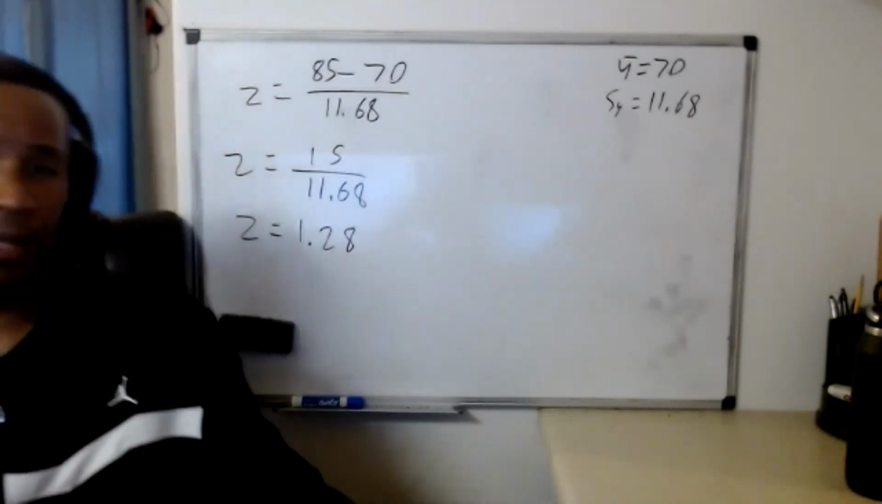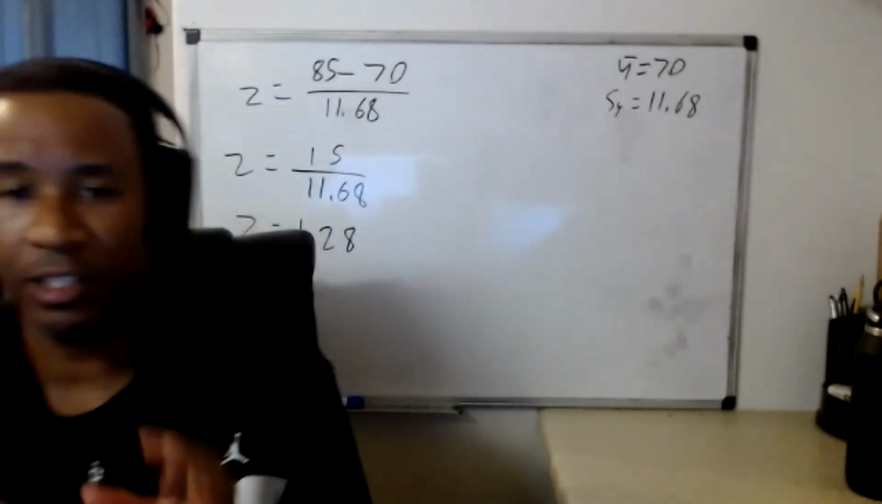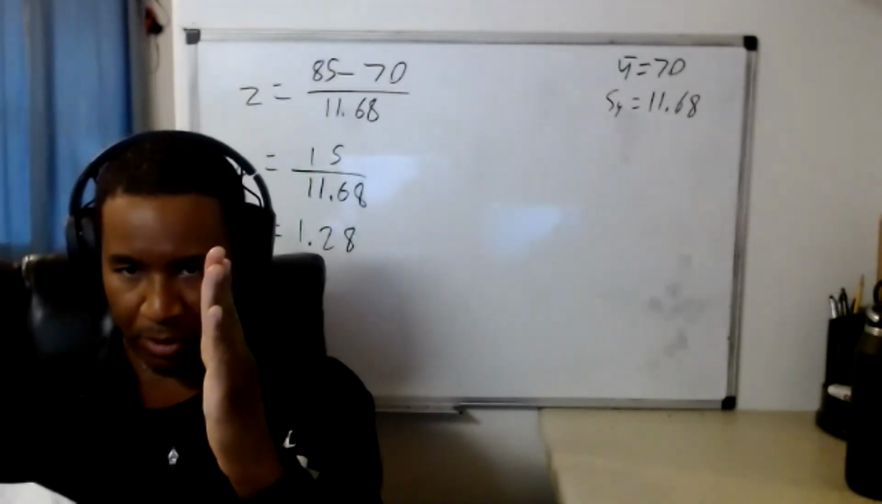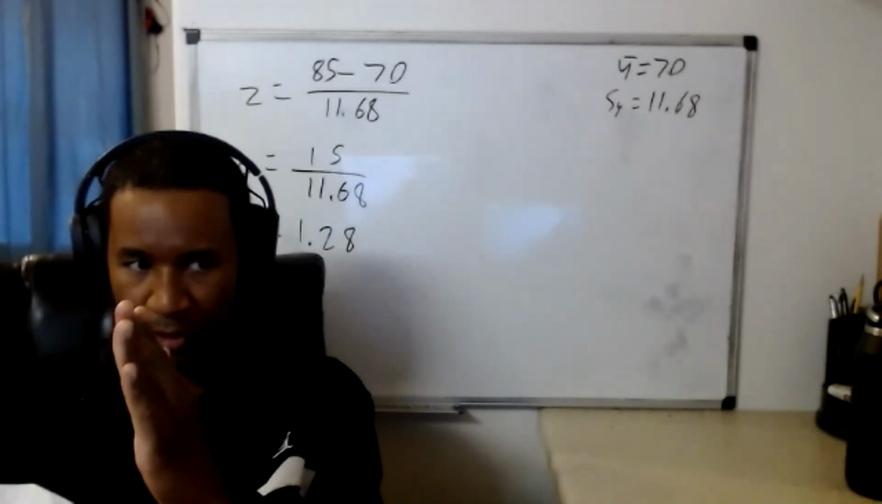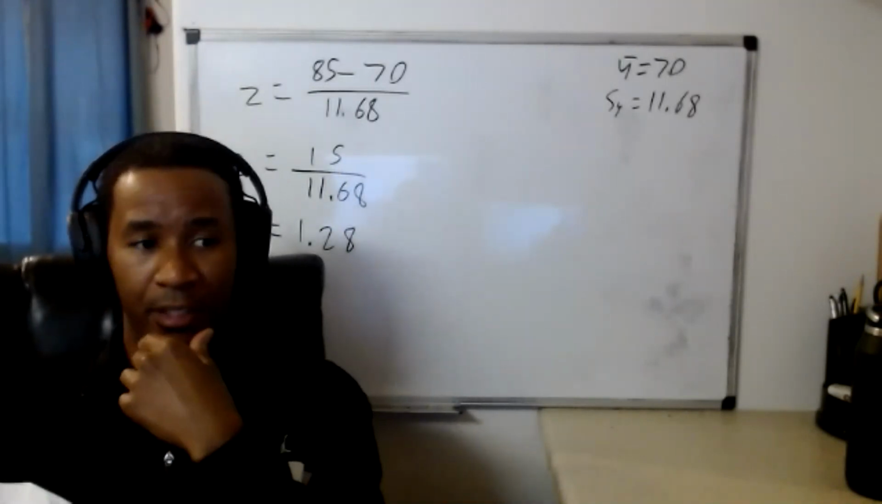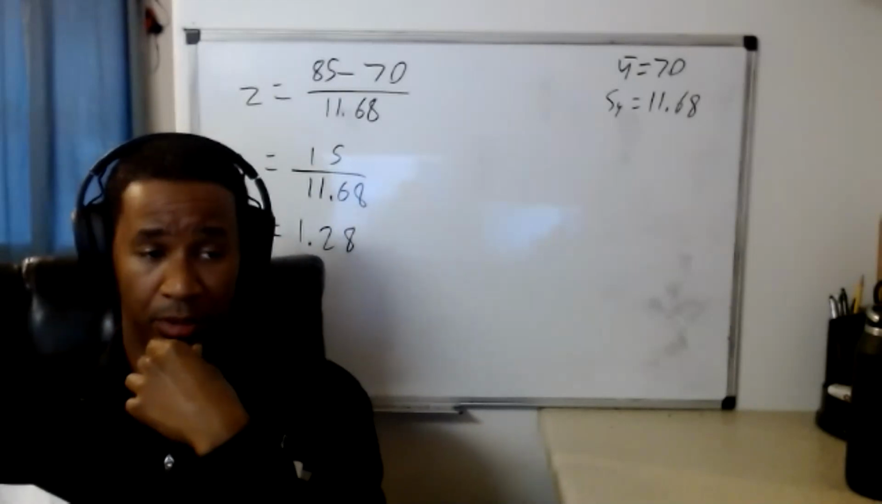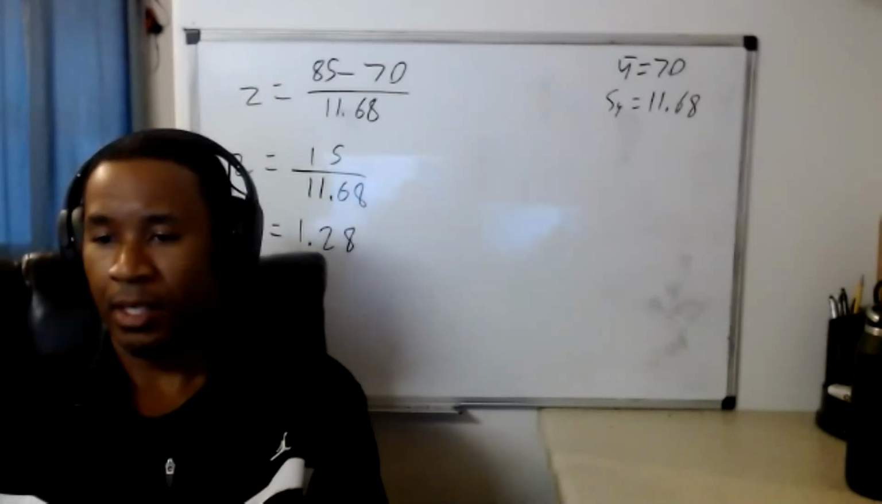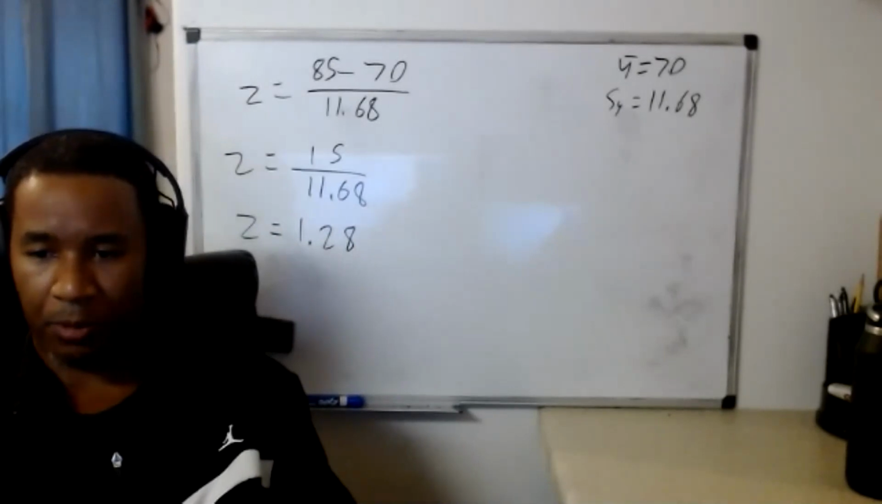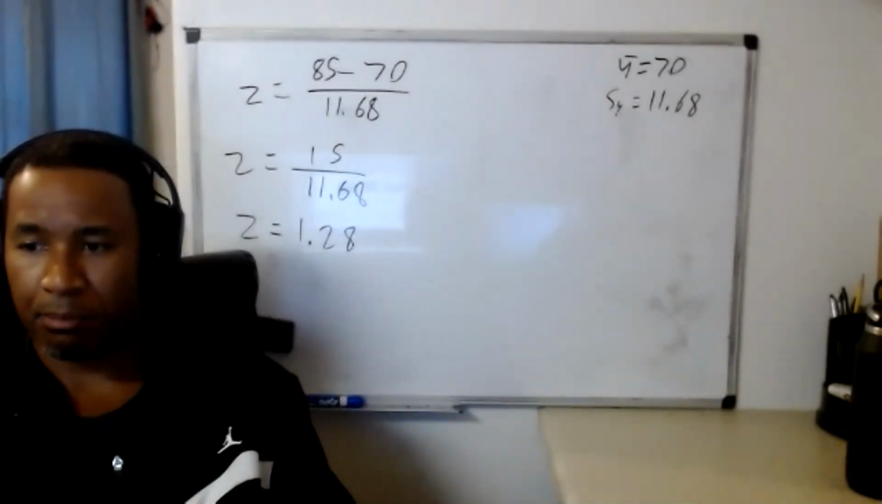Okay. Now that we have this 1.28, we can determine the percentage of cases that score between the mean, which is 70, and my score of 85. And we can determine the percentage of cases that did better than I did. So how many students scored better than I did? So what I do is I would come over to Appendix B.